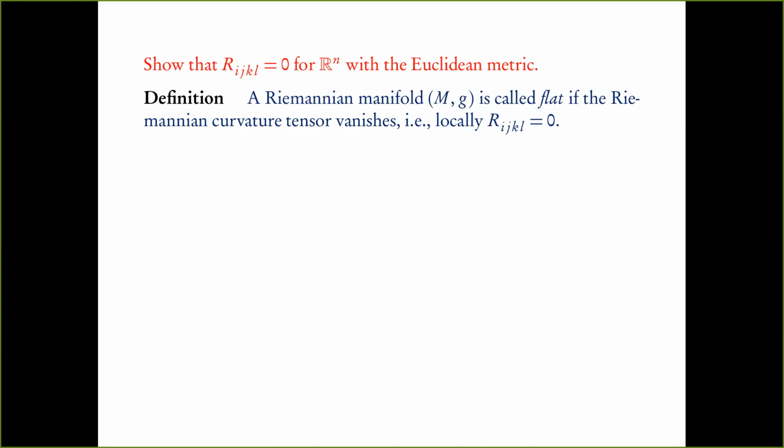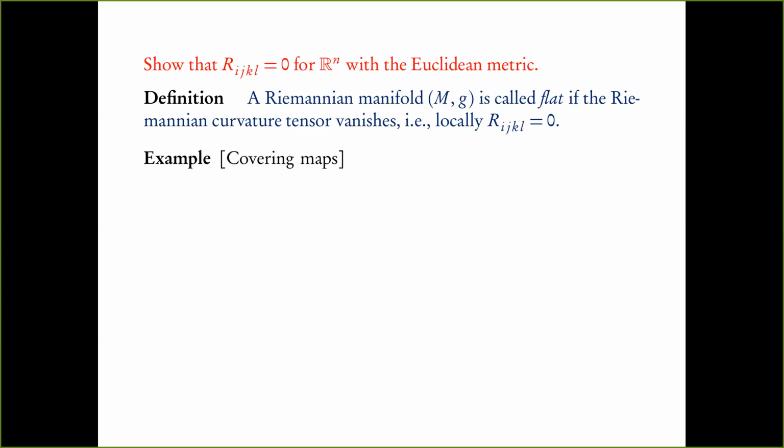Okay? So flatness has everything to do with the metric. It has nothing to do with the underlying topological space. Rn, if I change the metric to something else, could very well end up being a non-flat manifold. It could very well end up having curvature. Okay? So flatness is a property of the metric and not a property of the topology, obviously.